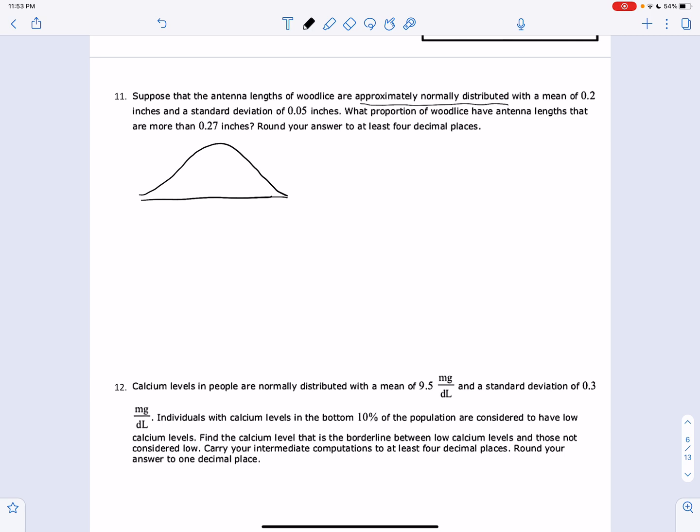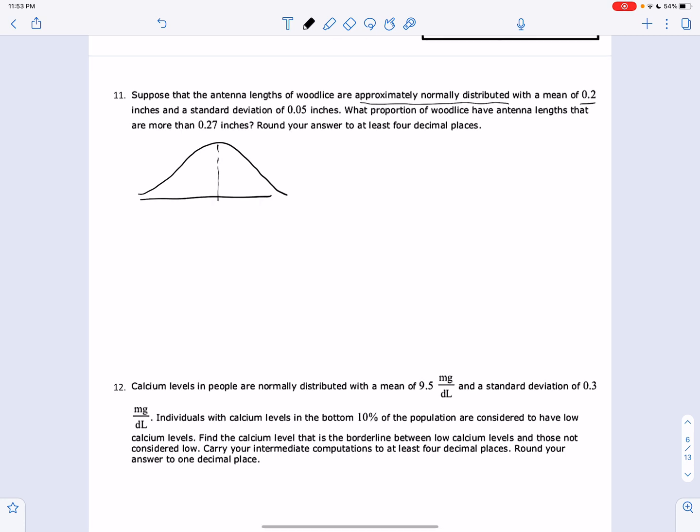Well, this is an approximately normally distributed situation. It tells us right away that the mean, right, there it is, the mean is 0.2 with a standard deviation. Go ahead and put some color on that so we can find it, of 0.05. What proportion of woodlice have antenna lengths that are more than 0.27? Well, 0.27 is to the right of 0.2 or 0.20. So let's call this 0.27.